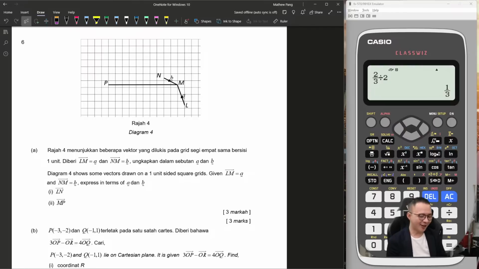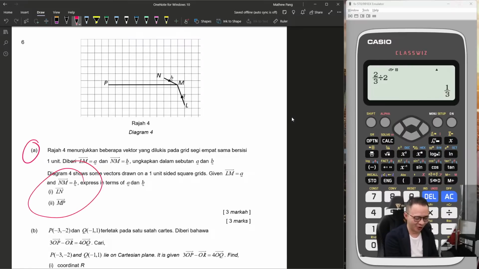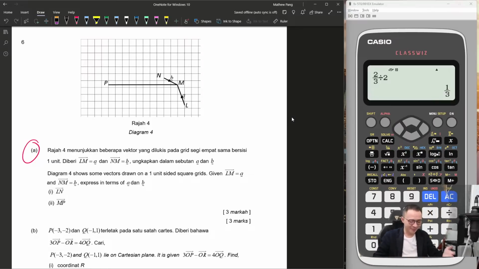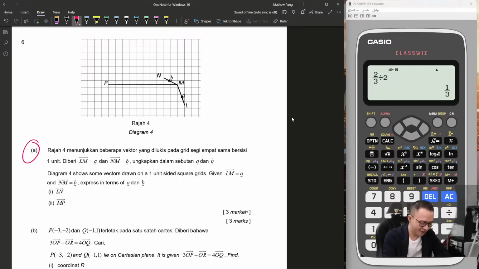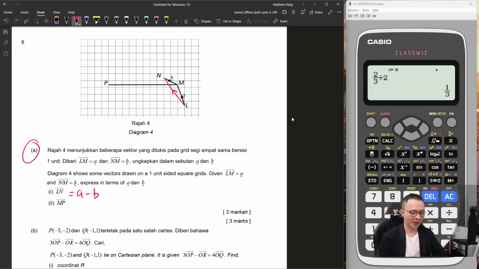Okay, so let's have a look at this question. This is one of my least favorite things about drawing on the grid, but no choice. I guess this is the only way. If any one of you has a smarter way to solve this one, do let me know. Okay, so first things first, L to N. This one is very easy. A minus B, right? A minus B. I believe all the students can see that.